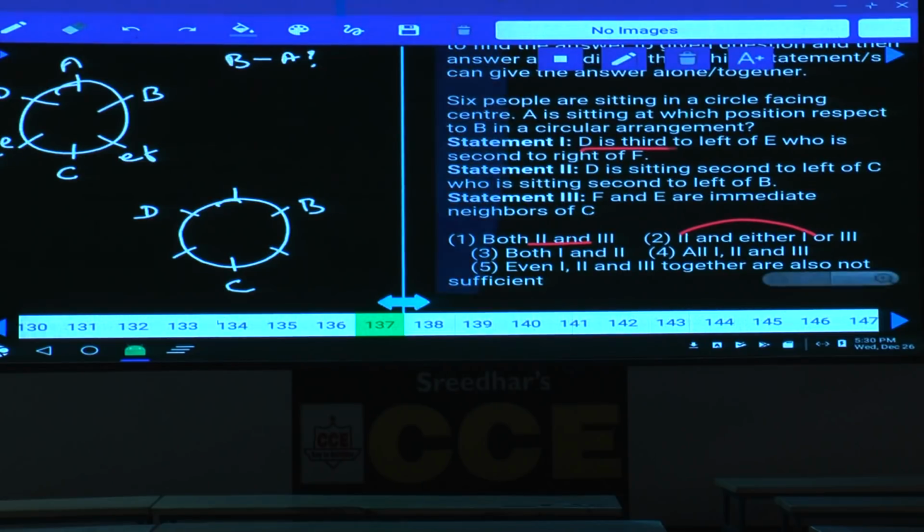And first one, D is seated third to the left of E. Now here, among these 6 persons, the third person is opposite to each other. D is third to the left of E. E is seated second to the right of F. Then who is the person left over here? A is the person. Are you getting the answer or not?